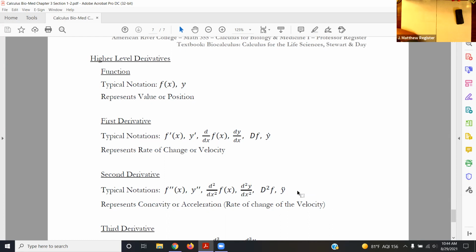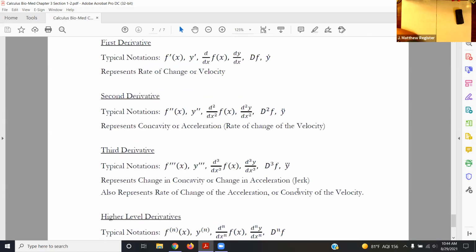you will see it pop up from now and then in this course. The third derivative, f triple prime of x, y triple prime of x, and all of these other ones, and good old Newton with the y triple dot. Represents the rate of change in concavity or the change in acceleration. This is often referred to in physics as the jerk force.